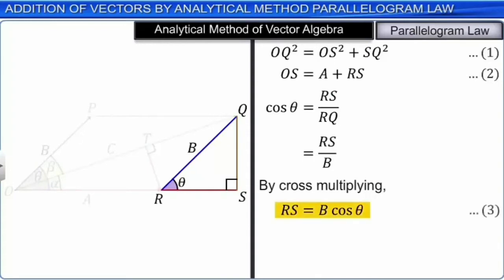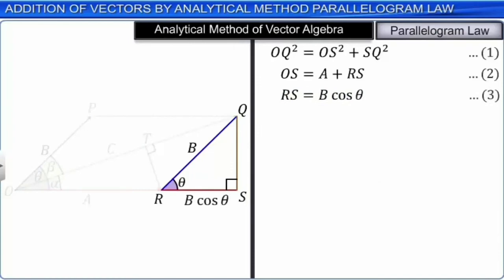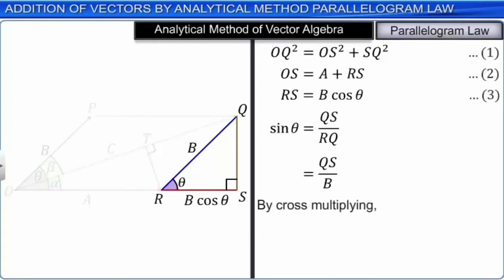From the same triangle, we have sin theta equal to QS by RQ, or QS by B, because RQ is B. So by cross multiplying, we have QS equal to B sin theta. Let's call this equation 4.